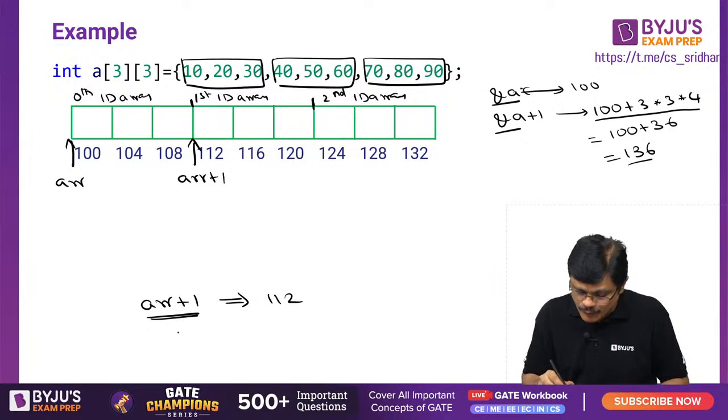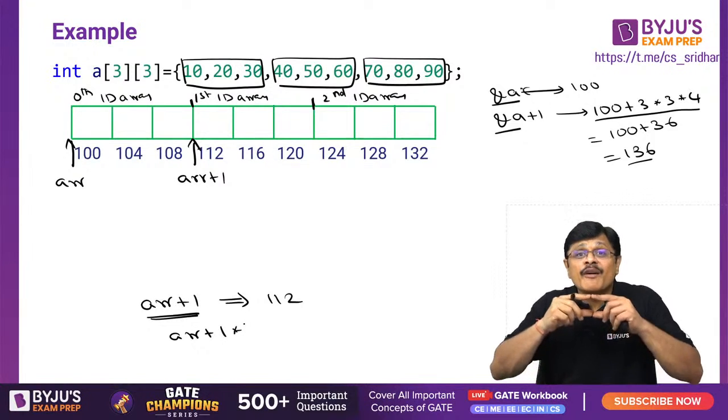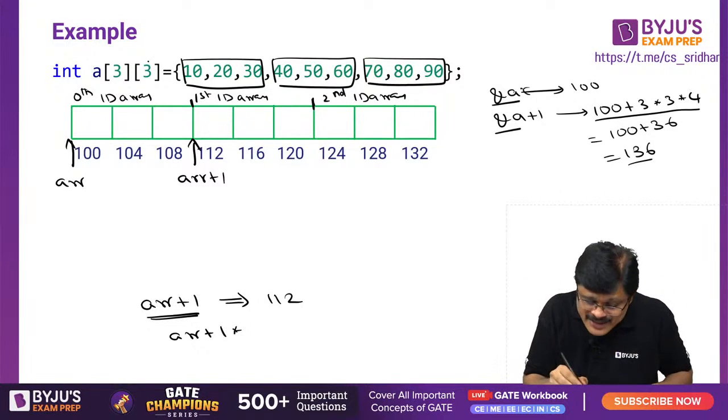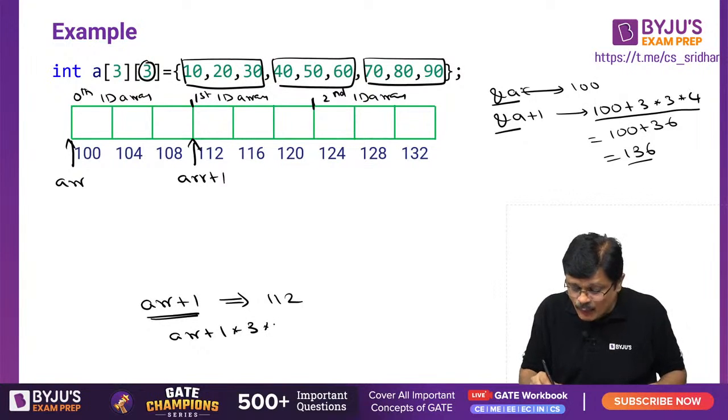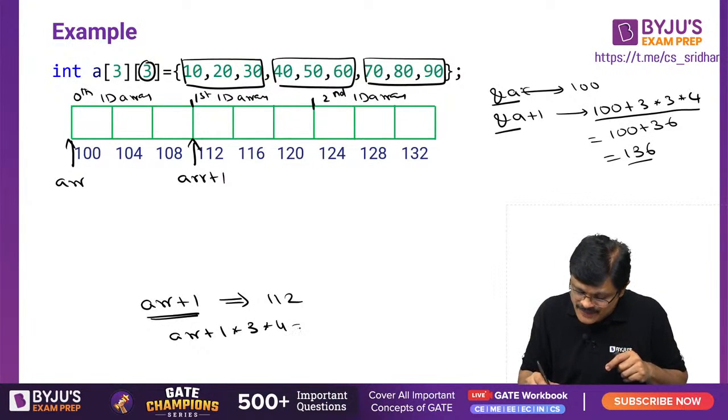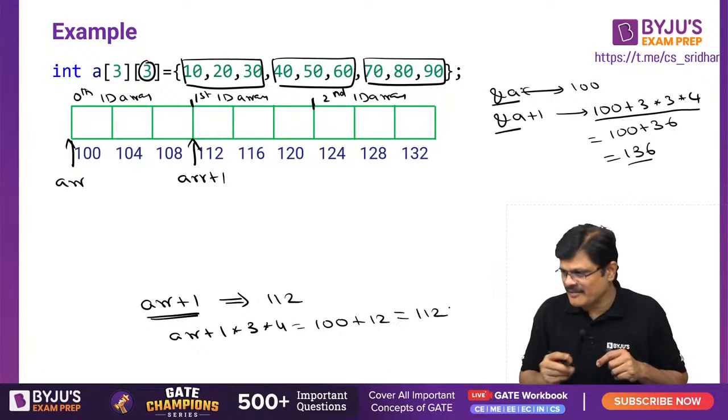So mathematically, if you want to solve it, ARR plus 1 into number of elements in first 1D array. How many elements are there? 3 elements are there. And what is size of each element? 4. So that is 100 plus 12, which is 112, my dear friends.